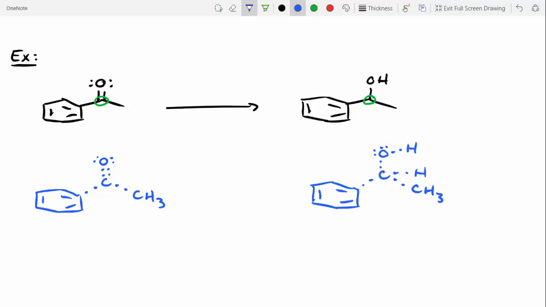Here we go. So now we've got our secondary alcohol. We have to remember that assumed hydrogen. All right, what's the oxidation state for the carbon on the left?